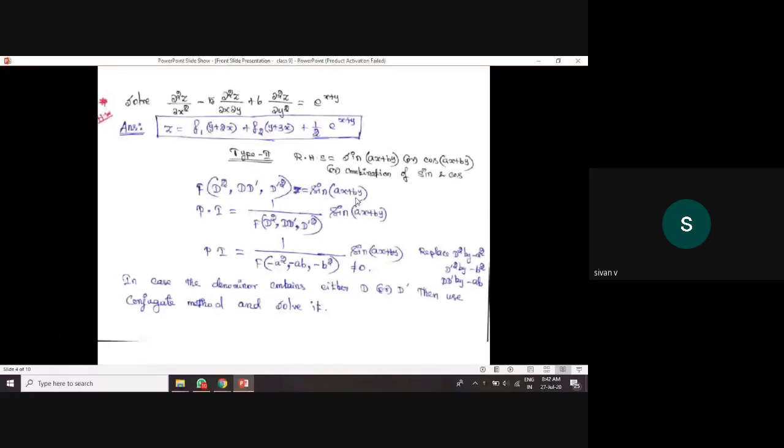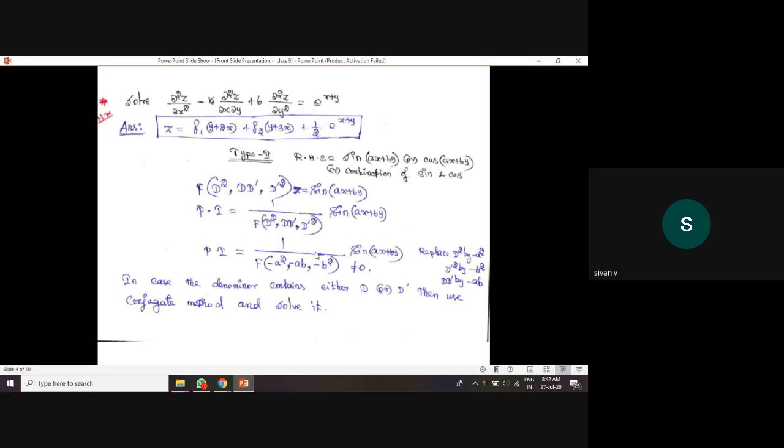The complementary function for finding this problem is similar to the exponential. The complementary function is common for all the types. It varies only when you are finding the particular integral: first exponential, next trigonometrical, third algebraic. So the particular integral equals 1 by f of D square, D D dash, D dash square into sin of ax plus by.